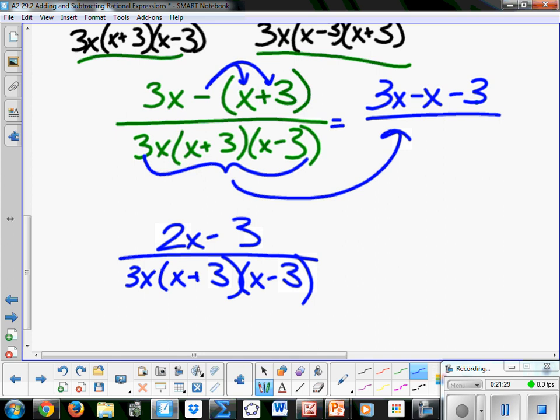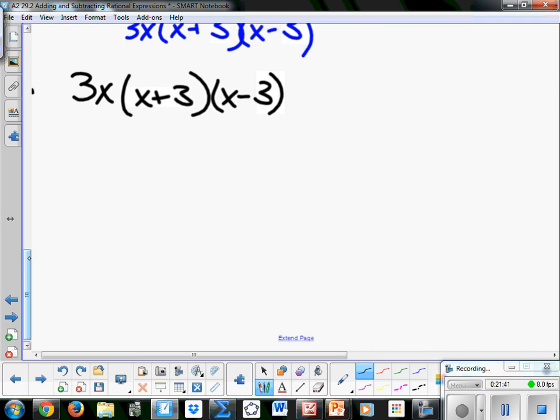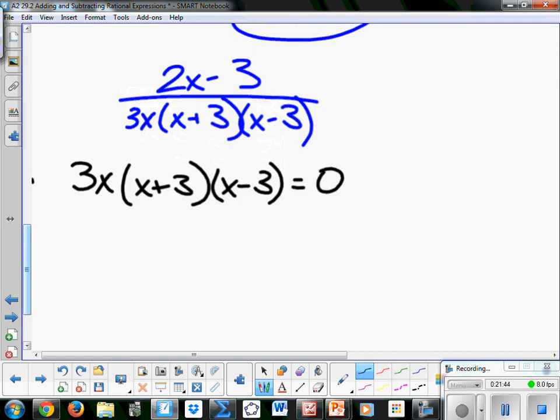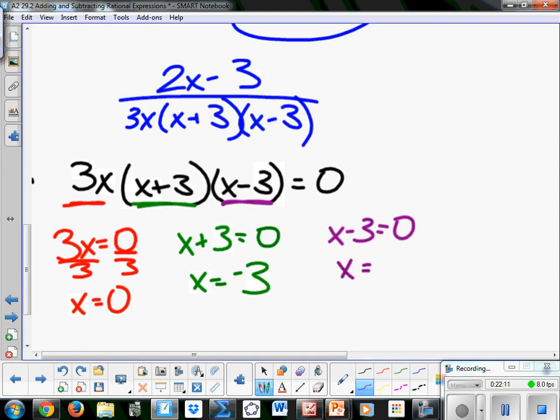Let's just take one more second to restrict our domain, which means we're setting our denominator equal to 0. 3x times x plus 3 times x minus 3. Bring that down. We're setting that equal to 0. Each factor needs to be set equal to 0. So I'm setting 3x equal to 0. Well, divide both sides by 3, and I have x equals 0. Okay, x plus 3 equals 0, x equals negative 3, and x minus 3 equals 0, x equals positive 3.